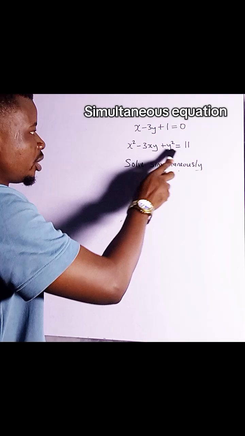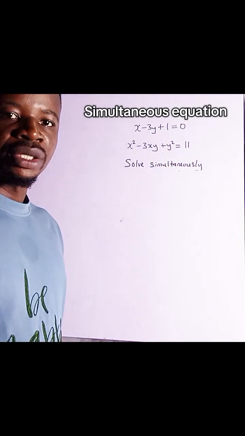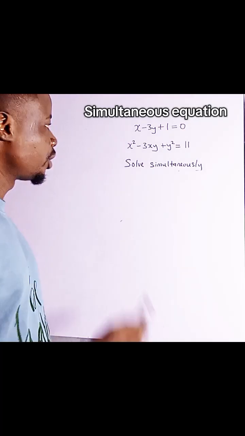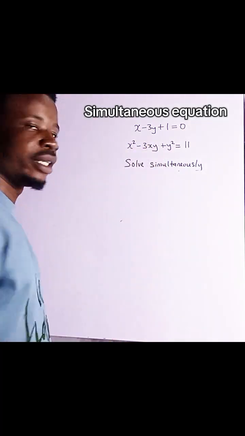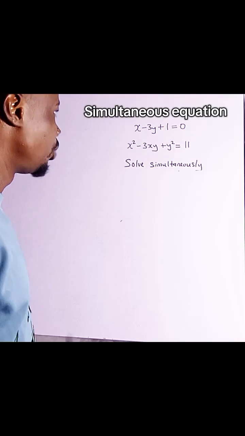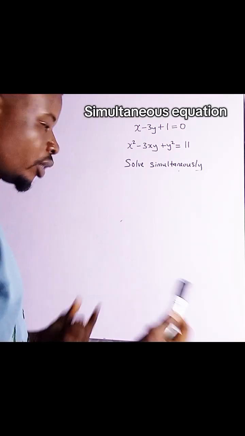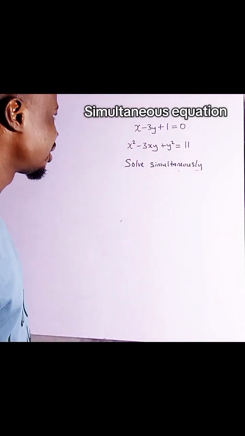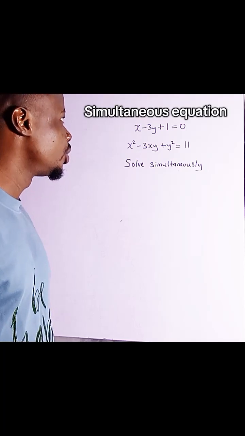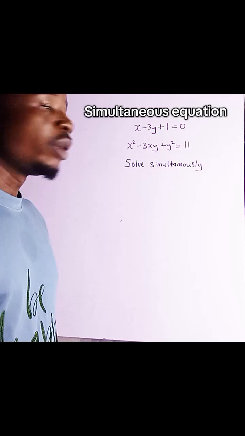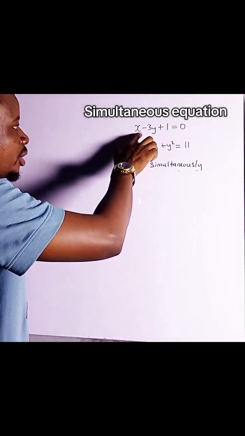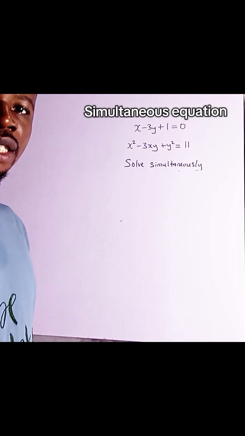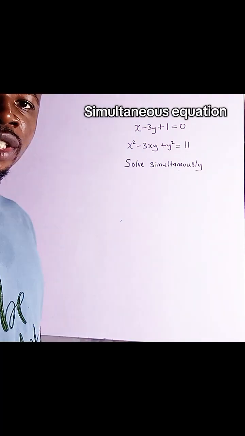But the second equation is a non-linear equation that gives a curve, because the powers of x and y here are more than 1, which makes it a quadratic equation or a kind of curve, but not a straight line. Now you are asked to solve for the values of x and y simultaneously. How do you do this? The best approach we are going to use is substitution, whereby you substitute the linear equation into the non-linear equation, then you simplify.